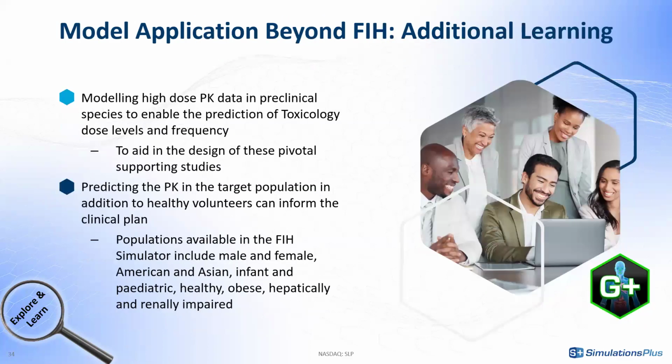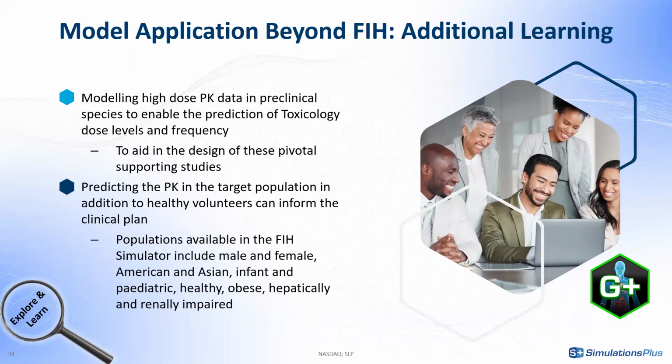The model you have built to enable a first-in-human prediction can also be expanded to provide additional learnings. For example, modeling high-dose PK data in preclinical species enables the model to be used to predict the required toxicology dose amounts and regimens. This can aid in the design of these pivotal supporting studies to ensure the best chance of achieving safety cover for your desired or planned first-in-human dose regimen.